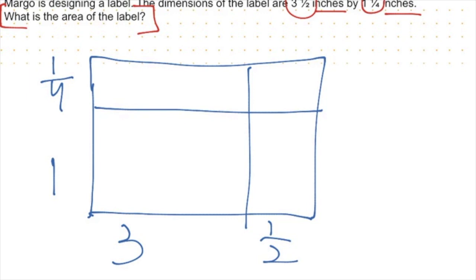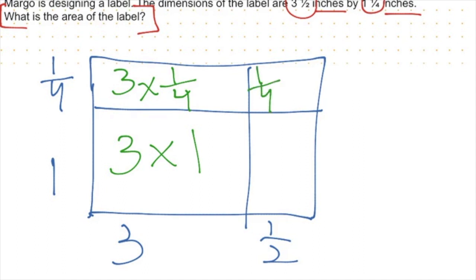Now, the way we do this again is we're finding all the individual areas of every box in that diagram and adding them together. So let's write the equations for the area inside each individual box. This box would be 3 inches times 1. On top of that, it'll be 3 inches times 1/4 inch. Next to that box, we have 1/4 inch times 1/2 inch.